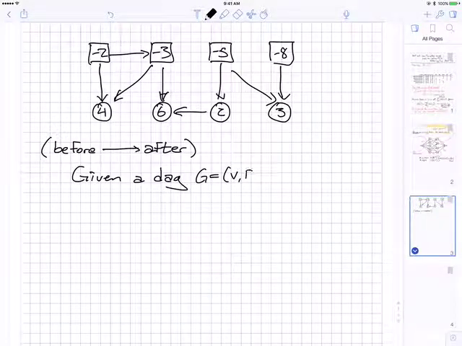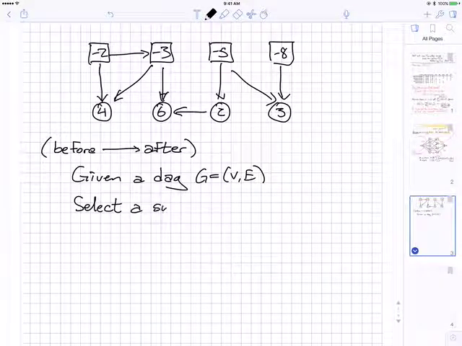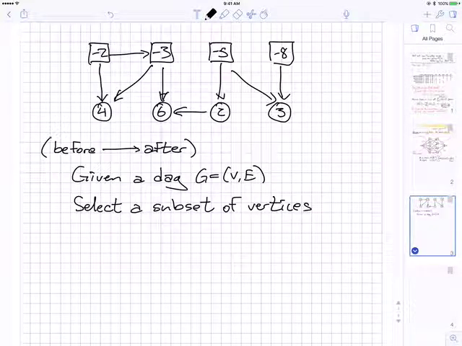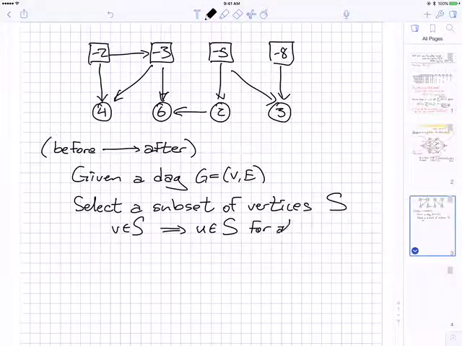G equals (V, E). I want to select a subset of the vertices. Let's call that subset S, so that if V is in S, then U is in S for all edges from U to V. Right? So if I decide, for example, that I'm going to take this job in the lower left corner that will pay me $4,000, I must take the job at the top left and the job next to it that cost me a total of $5,000.